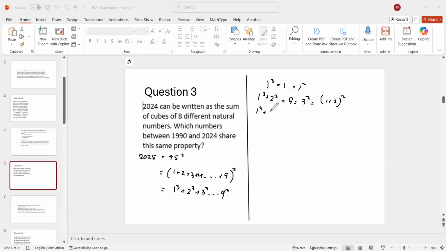Let's try 3 cubed. Now you're adding 27 to the previous answer. So that's 9 plus 27, which is 36. And 36 is 6 squared. And 6 is 1 plus 2 plus 3.